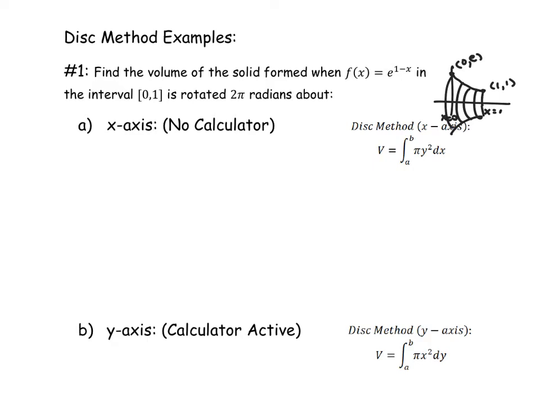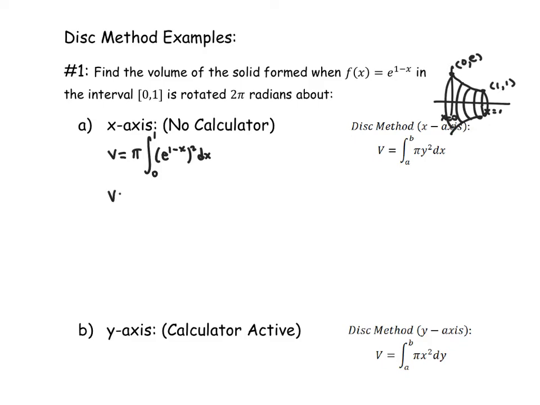If we were to give it some depth, it should end up looking like that. Okay, so about the x-axis, let's use our interval, let's use our function, and let's do a little integration. So we're going to take the volume, which would be pi, I'm going to pull that out as a constant, integral from 0 to 1, that's our change in x, times y squared, so that'll be (e^(1-x)) squared dx.